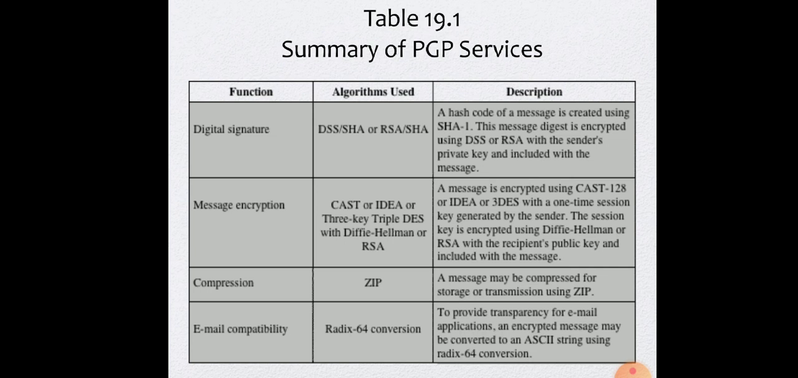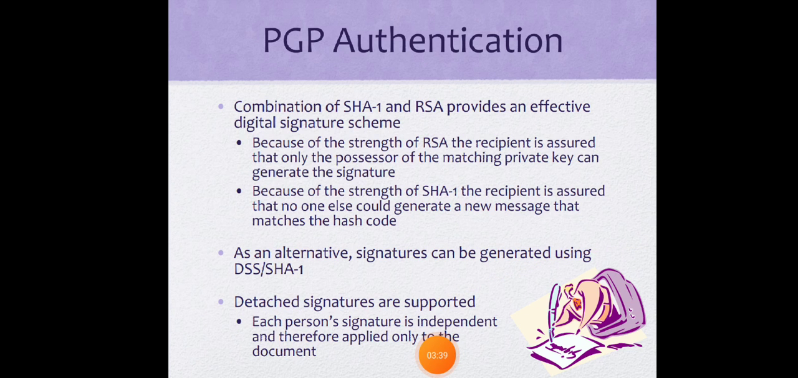Compression is using the zip function. For email compatibility, most of the time email may not be in ASCII format. Sometimes it can be binary data. So in such situations, it needs to be converted to an ASCII string, for which you use the radix 64 conversion. So let us try to understand all the functions in detail.